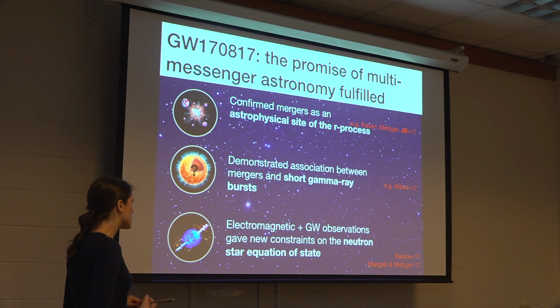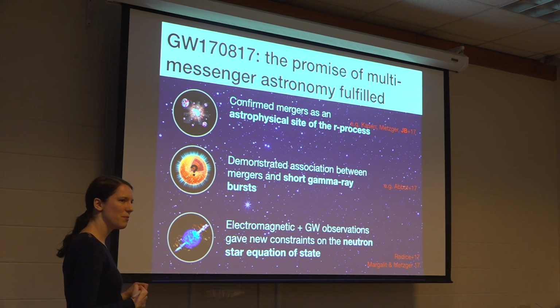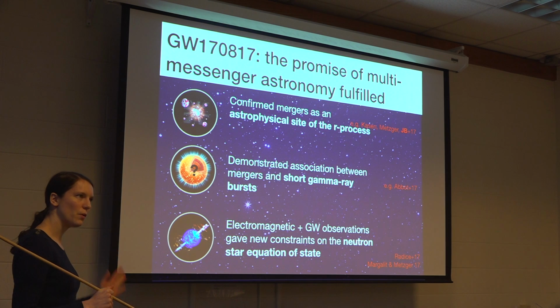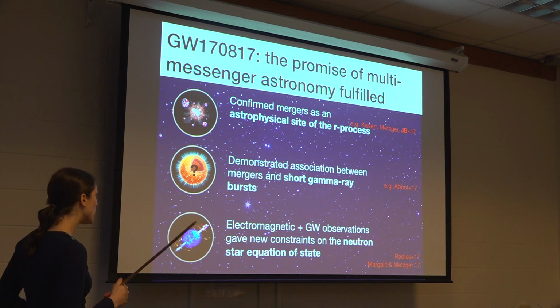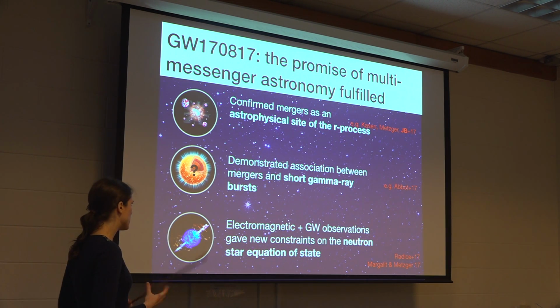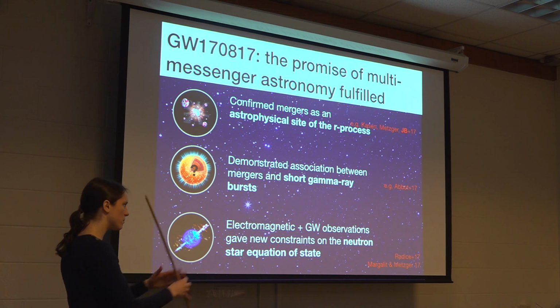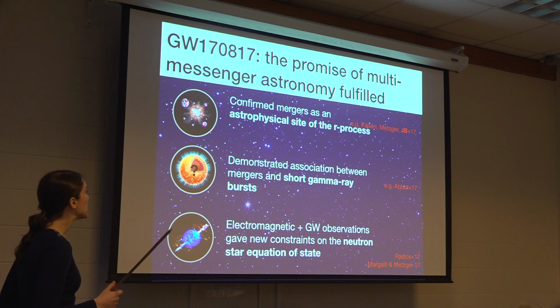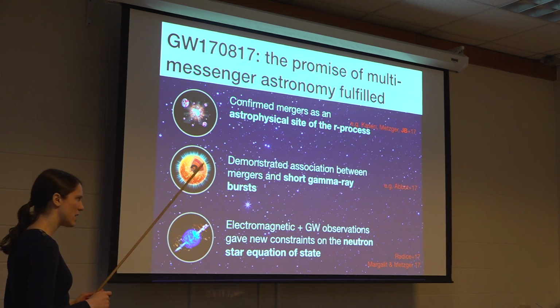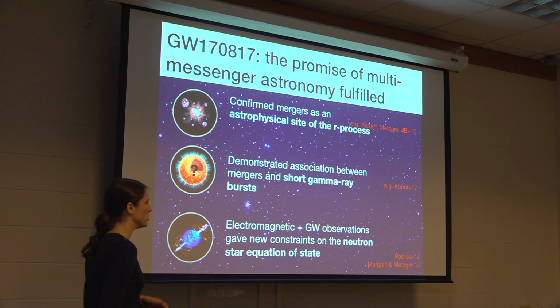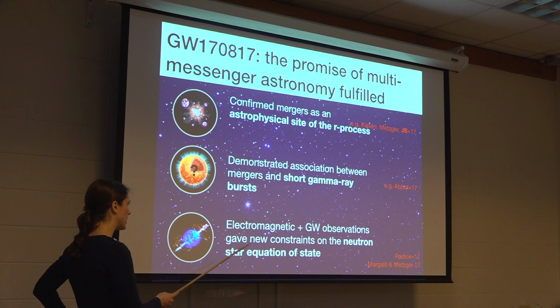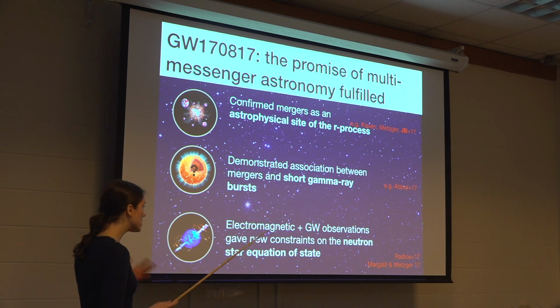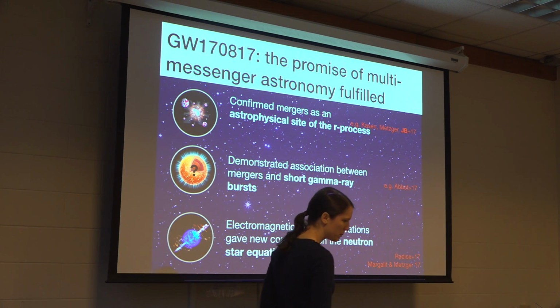We demonstrated an association between mergers and short gamma ray bursts. I think that was in contention for a little while, but later time radio follow-up seems to demonstrate that a gamma ray burst that was consistent with the cosmological population was produced in this merger. And then we were also able to take steps towards some of the truly multi-messenger questions, right? Like driving new constraints on the neutron star accretion state.